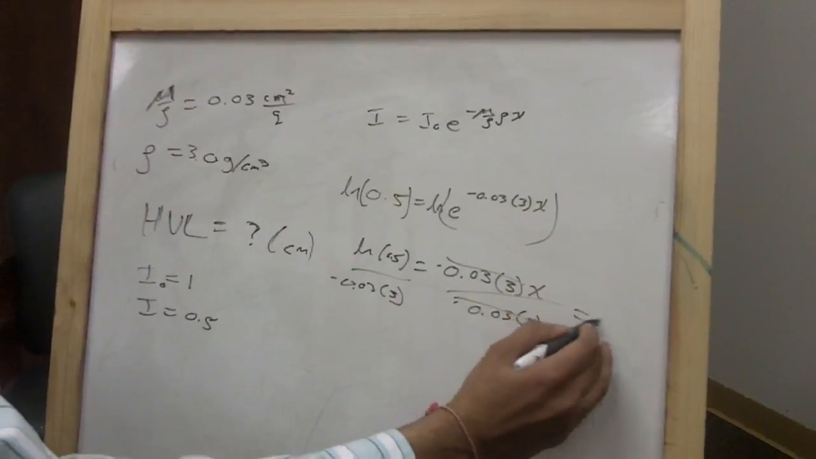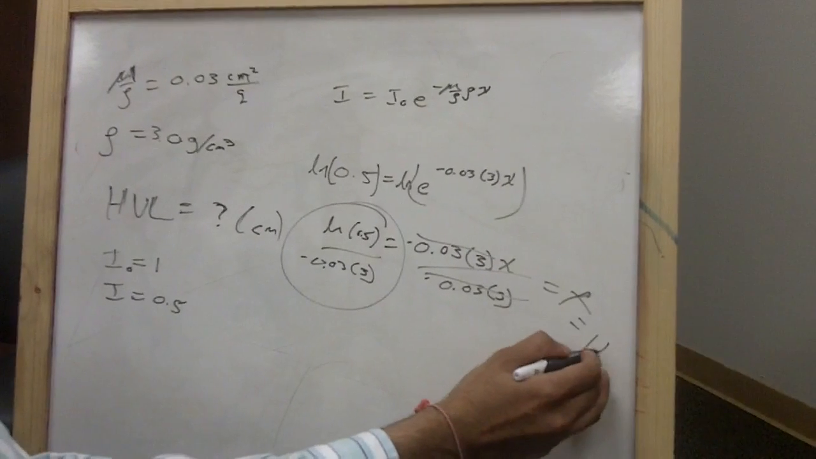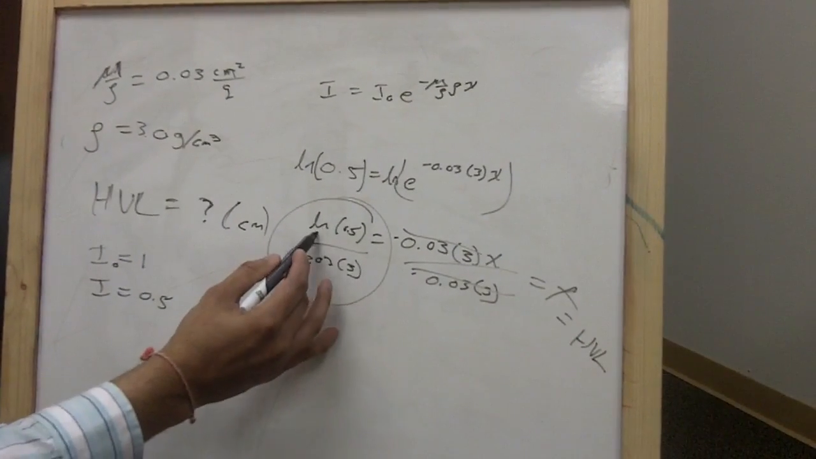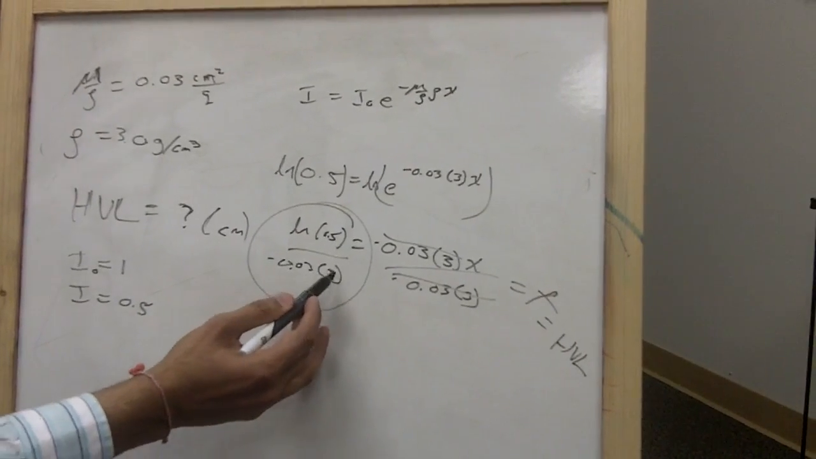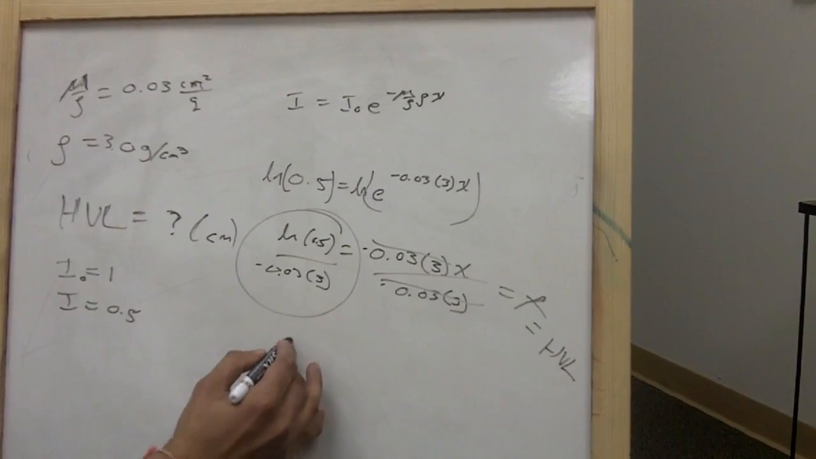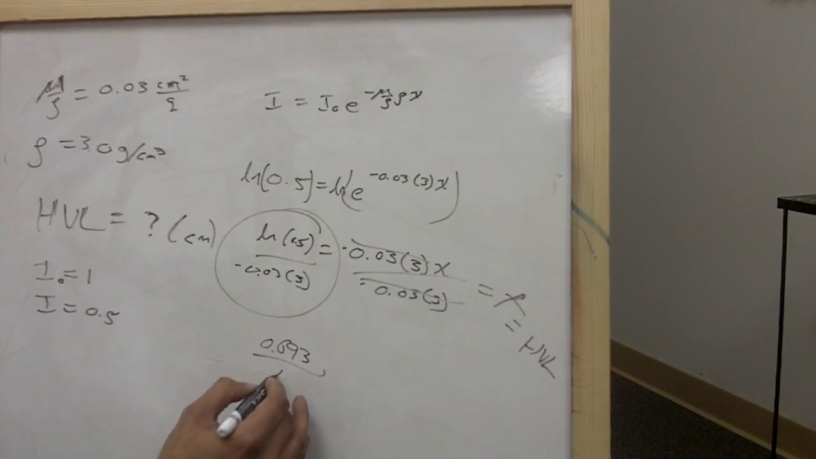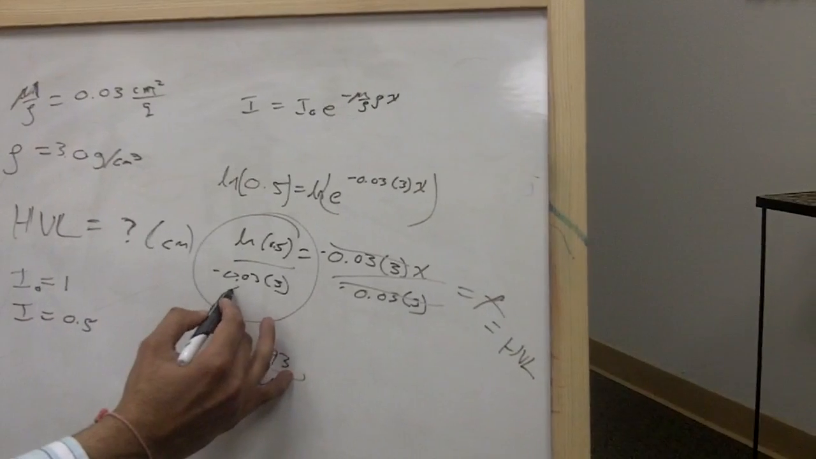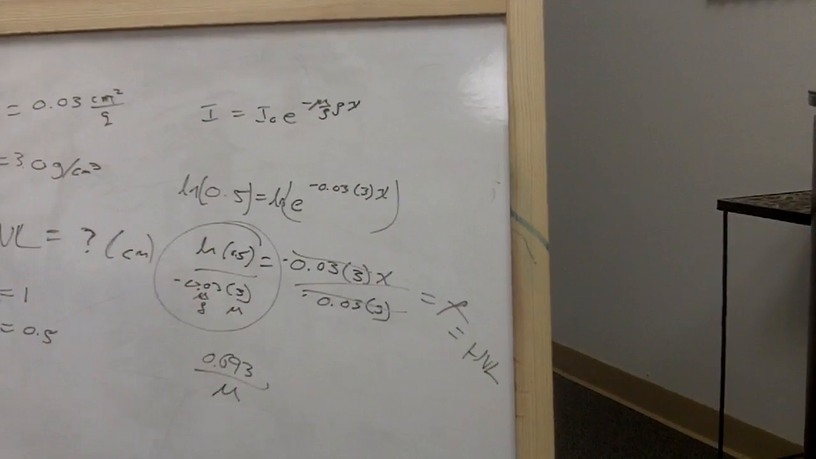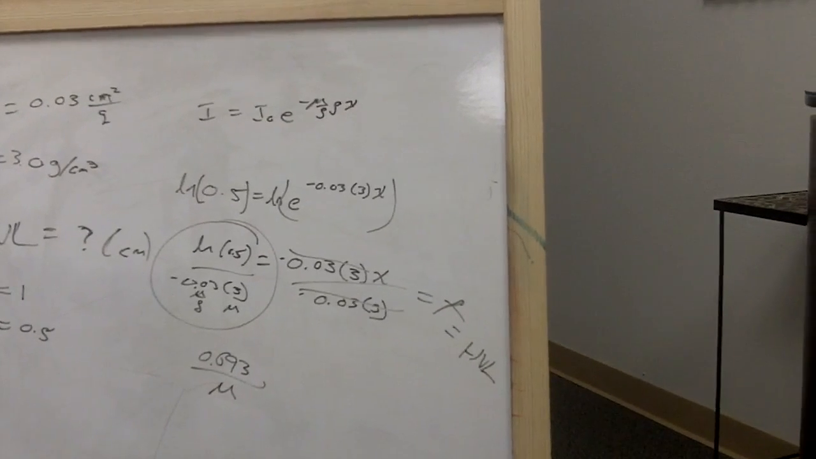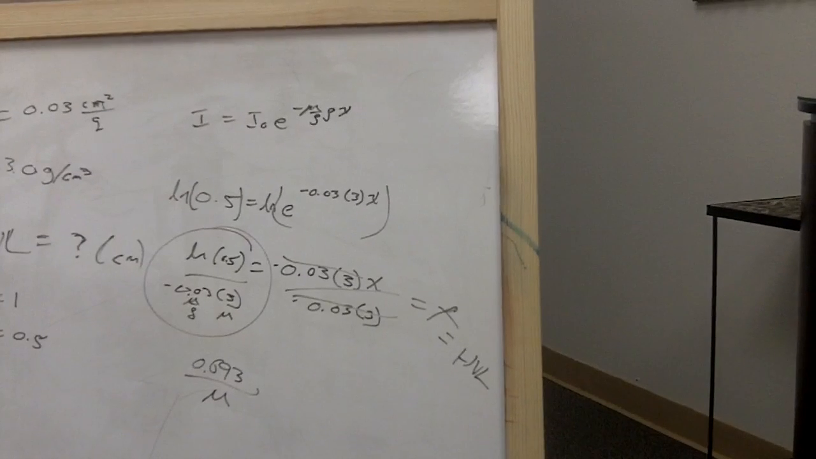This crosses off, I just get x equals this. X is what? X is my HVL. So HVL equals ln of 0.5 over negative 0.03 times 3, which lo and behold is the same thing as 0.693 over mu, because this is what? Mu over rho, this is mu, this is 0.693. See how it all works out? It's all the same thing. Amazing. I wish I liked math when I was younger.